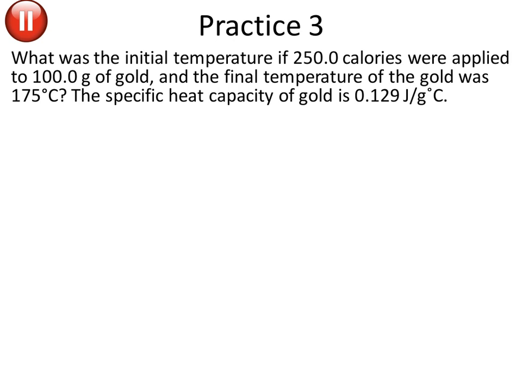And finally, our last practice question says, what was the initial temperature if 250 calories were applied to 100 grams of gold, and the final temperature of the gold was 175 degrees Celsius? The specific heat capacity of gold is 0.129 joules per gram degree Celsius. One thing to note is that this value is very, very small, which means gold can change its temperature very easily with a very small amount of heat applied.